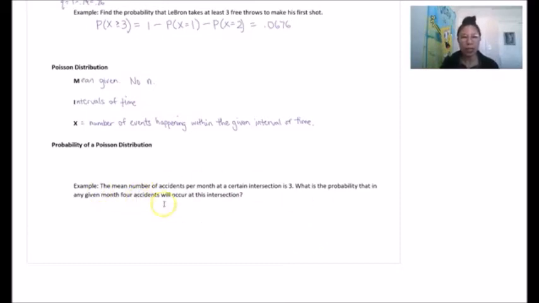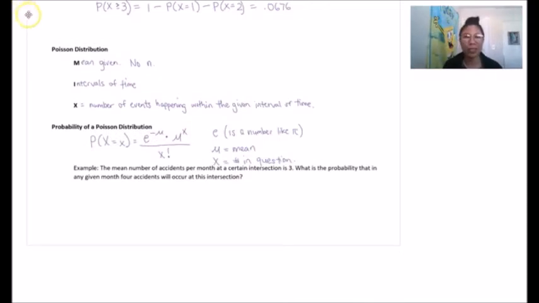Also notice in these types of problems for a Poisson distribution, they're not going to give you any sort of probability of success because we don't really have successes or failures anymore. All right, the formula looks kind of crazy for this one. So let's say x is the number that they're asking about in the question.